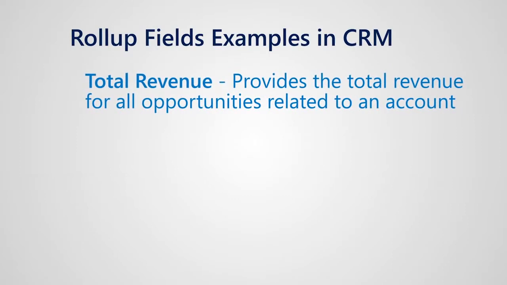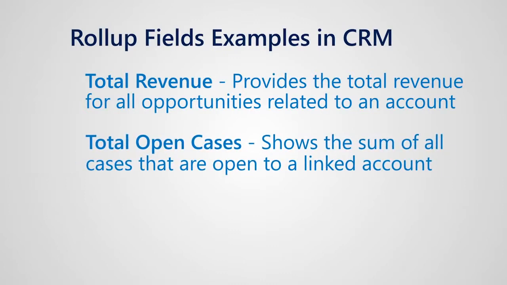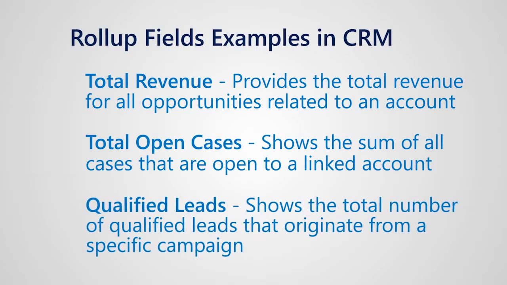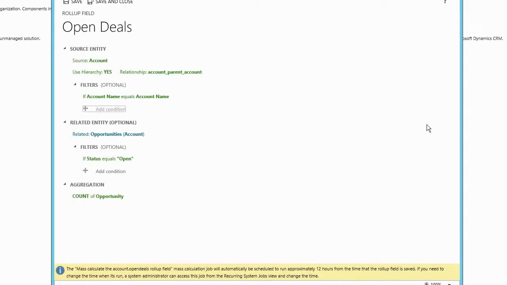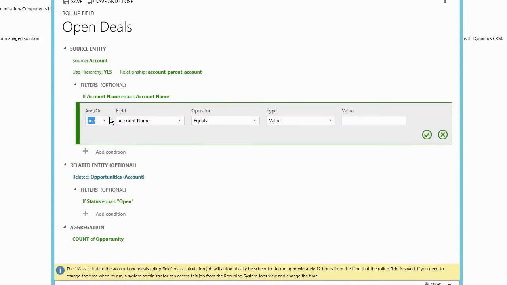Total open revenue, where you want to provide the total revenue for all the opportunities related to an account. Total open cases, which shows the total number of cases that are open to a linked account. Qualified leads. From a campaign, you want to show the total number of qualified leads that originated from a specific campaign. Rollup Fields provide countless possibilities for non-developer power users to build out key insights using a simple user interface.